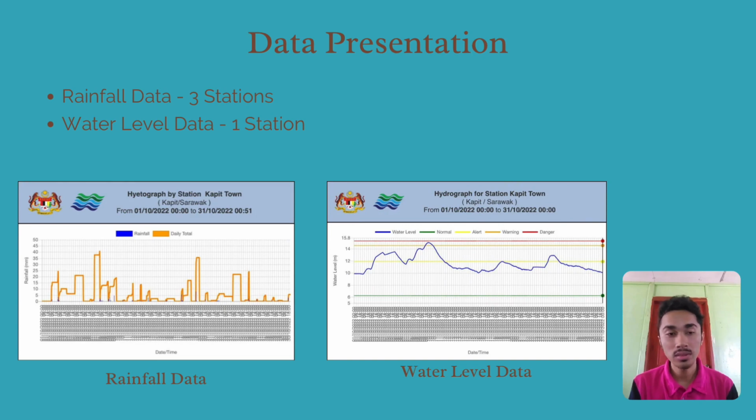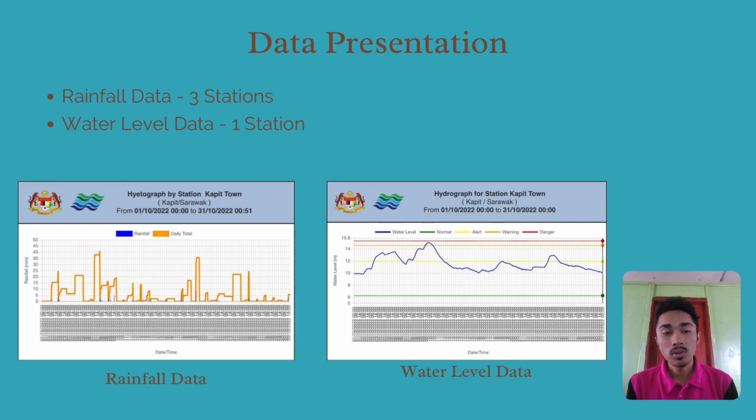So there are 3 stations we chose to collect the rainfall data for a 1 month period. The stations are Kapit Town, Song Bi, and Nanga Marit. These stations are nicely spread out in a shape for the catchment area, so we are able to find the mean area of precipitation in the catchment area.